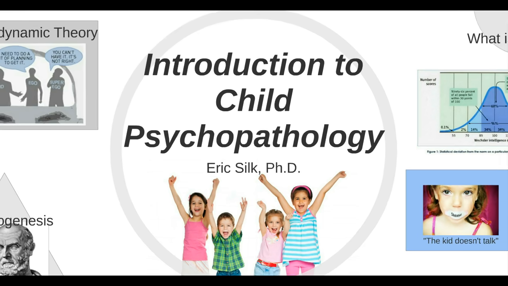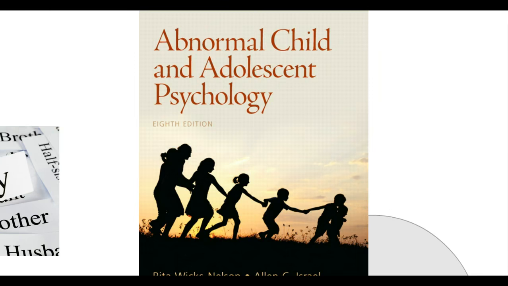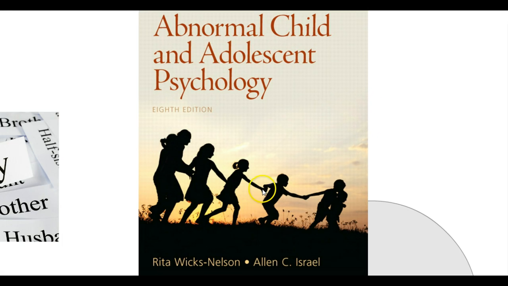In this course, we're going to use the Abnormal Child and Adolescent Psychology textbook by Wicks, Nelson, and Israel. This is a good textbook. This is probably the last semester that we're going to use this textbook, as there is a new edition out that has some DSM-5 updates. Throughout the class, I'll add the DSM-5 updates on my own, so you'll see the changes between the DSM-4 and the DSM-5, and it'll save you a little money to use a little older edition of the book.